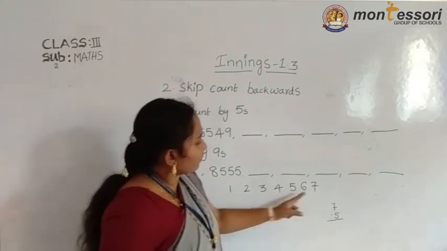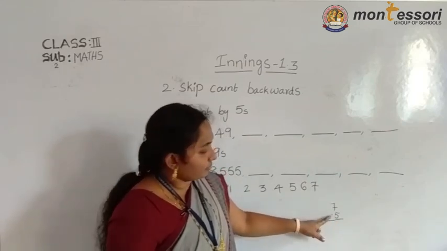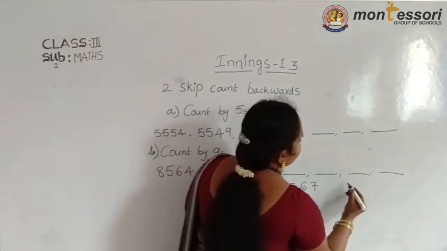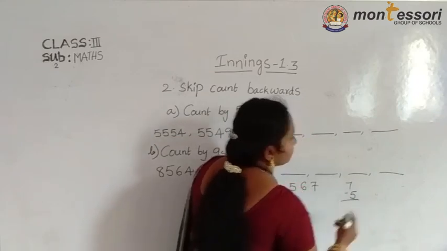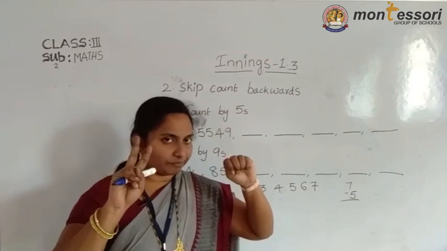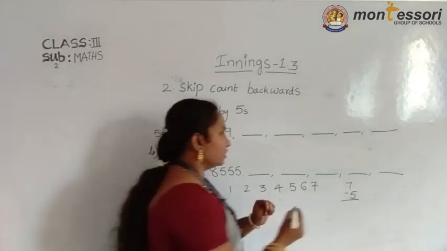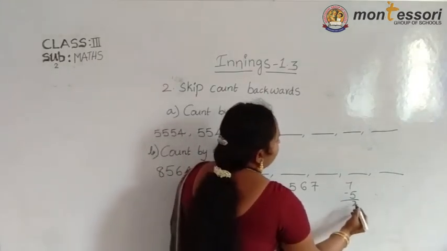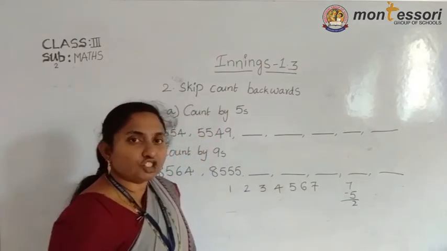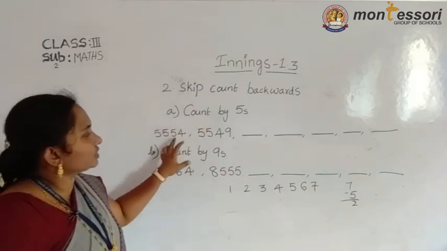Here they have given 7. Now I find the 7 backward 5, which means 7 minus 5. 7 minus 5 means I take 7 fingers and close 5. How many fingers are there? Yes, 2 fingers. So for count by 5s, here 7 is given and the answer is 2. Understood?